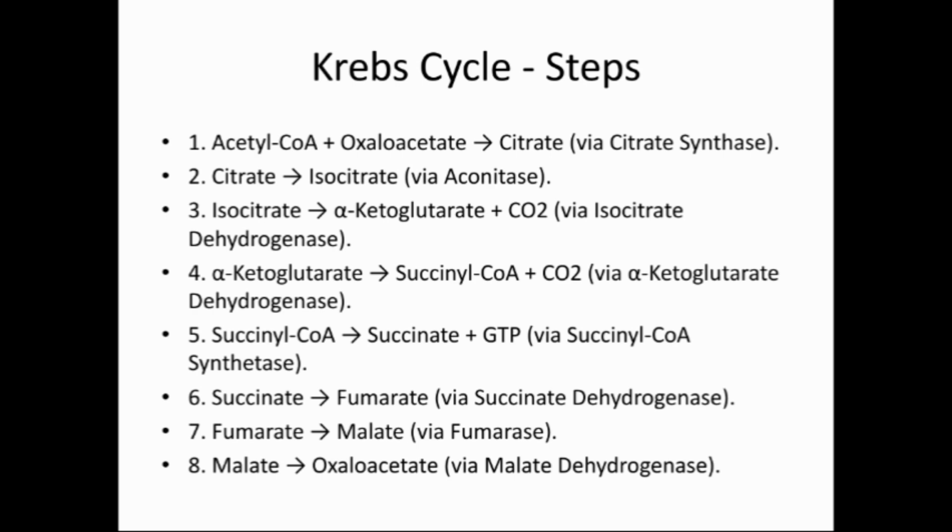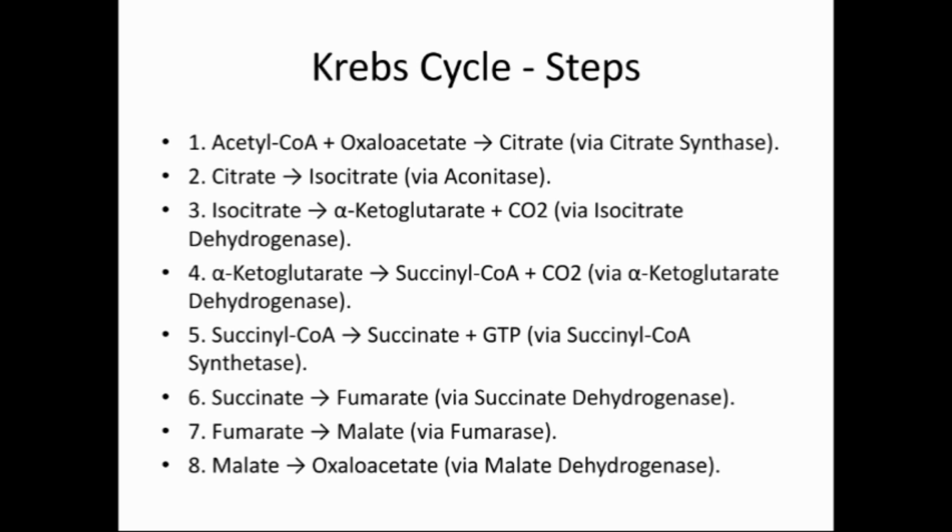Let's break down the steps one by one. First of all, we have acetyl-CoA, which combines with oxaloacetate to form citrate. Citrate is isomerized into isocitrate. Isocitrate is oxidized to alpha-ketoglutarate, releasing carbon dioxide. Alpha-ketoglutarate is converted into succinyl-CoA, releasing another carbon dioxide. Succinyl-CoA is converted into succinate, producing GTP, which is equivalent to ATP.